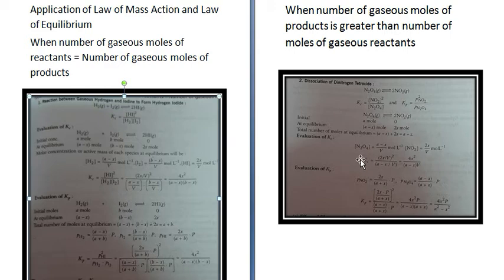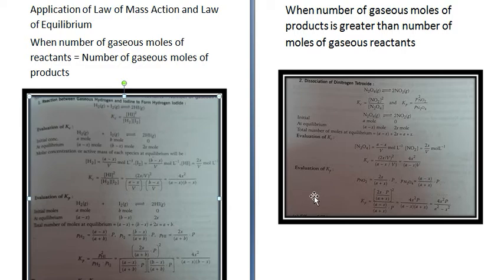Evaluation of Kc. How will you calculate Kc? [N2O4] is equal to (a minus x) divided by volume V. [NO2] is equal to 2x upon V. So Kc will become equal to (2x upon V) squared divided by (a minus x upon V), which comes to 4x squared divided by (a minus x) V.